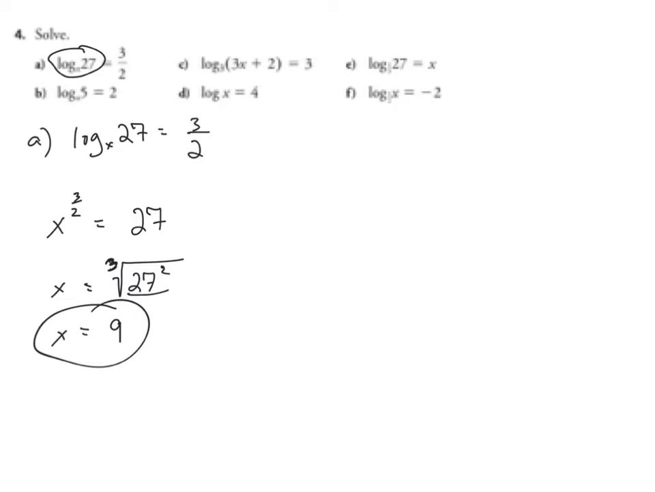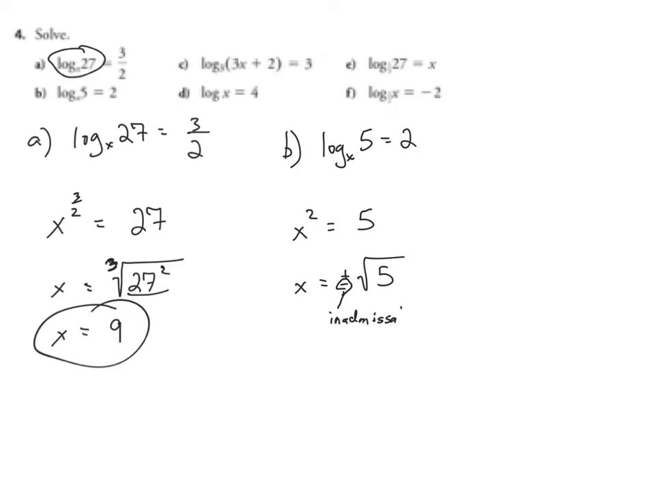All right, so part B, log base x of 5 equals 2. So we can say x squared equals 5. So x equals plus or minus the square root of 5. However, because we're only dealing with real numbers in high school, when you get to university, that'll change. But in high school, we're saying that x, so we have to call this inadmissible. Get used to writing that. Inadmissible means that the value here is not allowed to be your answer because it's outside of the domain.